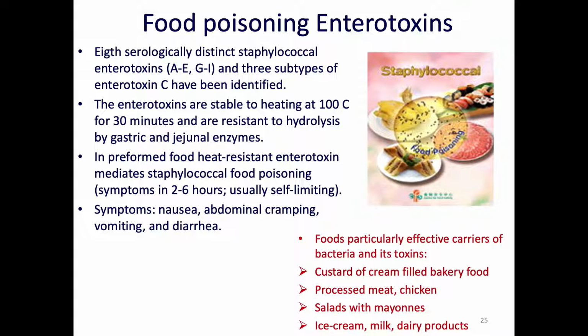So the heat-resistant enterotoxin mediates Staphylococcus food poisoning, and the symptoms can be seen already in 2 to 6 hours. Usually these symptoms are self-limiting, but they are still unpleasant because they are nausea, abdominal cramping, vomiting, diarrhea. The foods that are particularly effective carriers of bacteria and its toxins are custard or cream-filled bakery foods, processed meat, chicken, salads with mayonnaise, ice cream, milk, dairy products. So you have to be cautious about this.